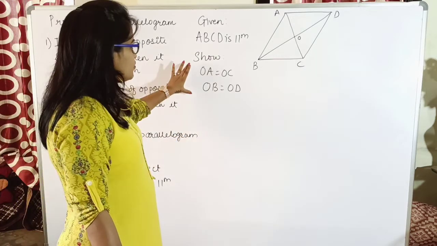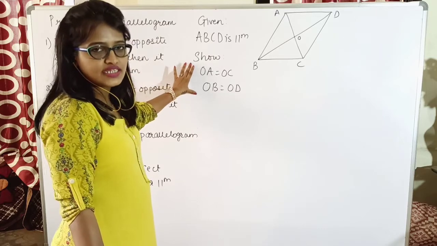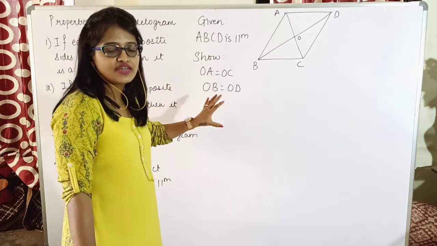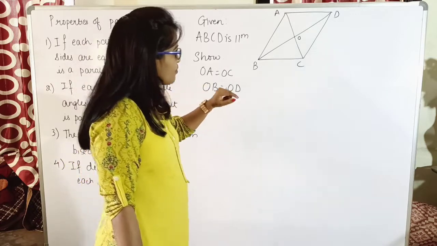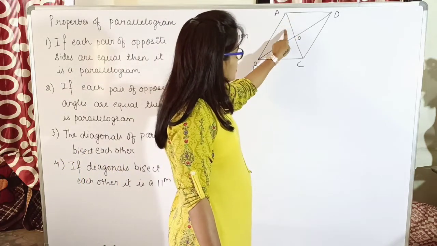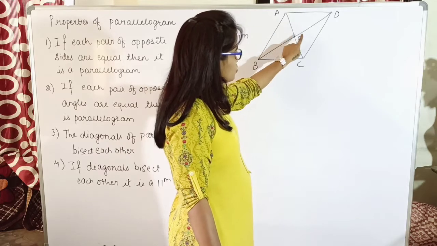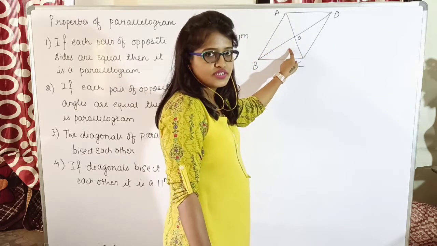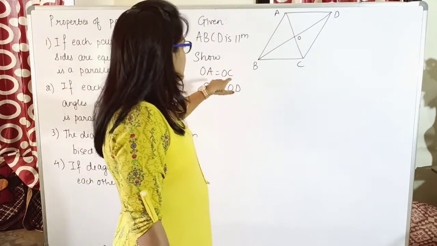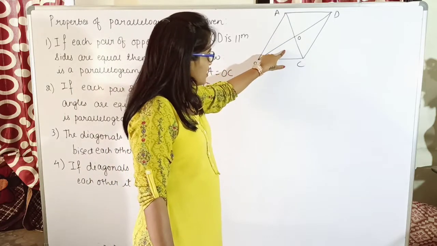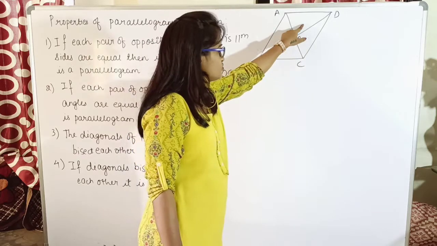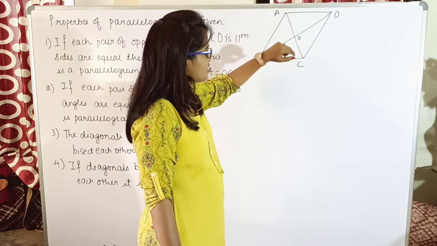See, whenever you have to show any two lengths as equal, always look for the triangles of which these two lengths are part. Now, OA and OC are part of which triangle? OA is part of both of these triangles, whereas OC is part of these two triangles, isn't it? Similarly, OB is part of these two triangles, whereas OD is part of these two triangles. Now, which is the common triangle, as you can say?